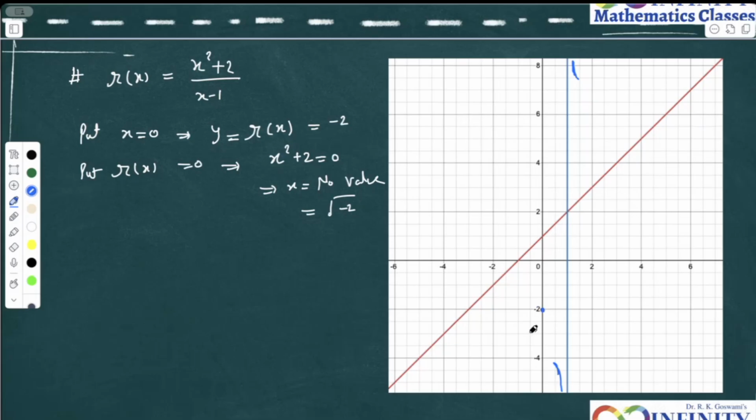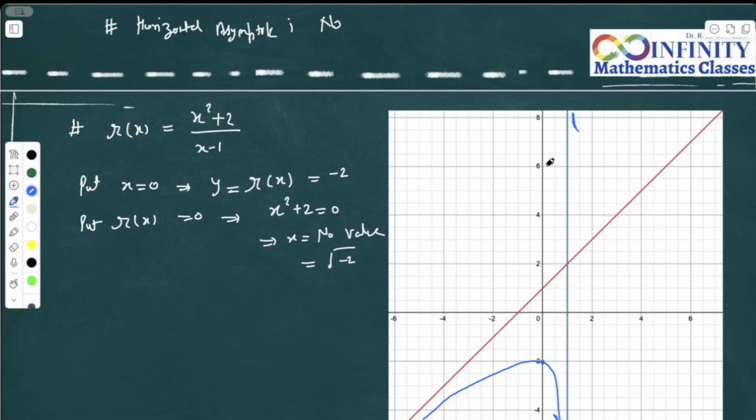Okay, you can get an additional point. That means I'm expecting to have a graph something like that. Why am I going along this line? Because this line is also an asymptote. Do you agree?